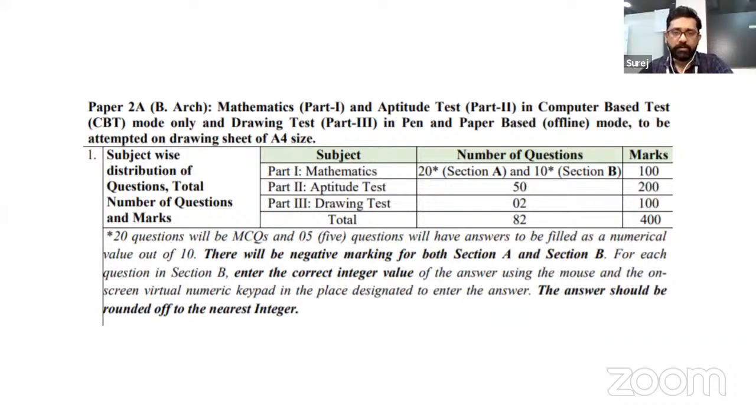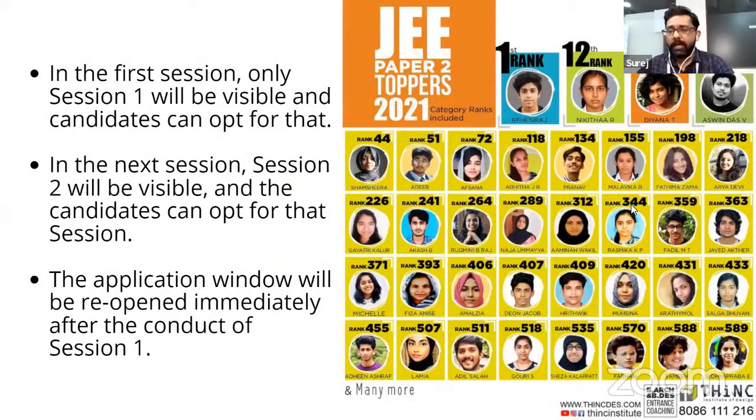Altogether, there would be 82 questions and a total of 400 marks. Now, based on the amount of marks that you're scoring, you will get a percentile. And based on that percentile, you will get a rank. And it is with respect to that the decision of which college you would be going into to do the B.Arch would be decided.